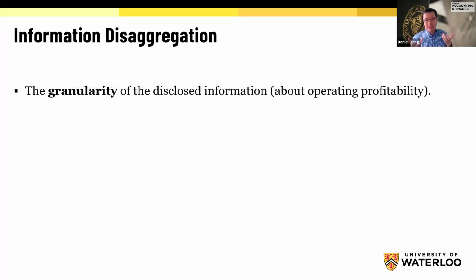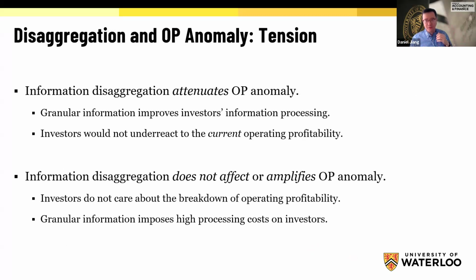So even if we just compare the income statement from Apple with the income statement from T-Mobile, we can still see that the granularity of the information varies a lot across different firms, and that the concept of information disaggregation in our study is intended to capture the granularity of the information. So the more specific research question we want to study in our current draft is whether information disaggregation, in particular about operating profitability, affects the magnitude of the operating profitability anomaly.